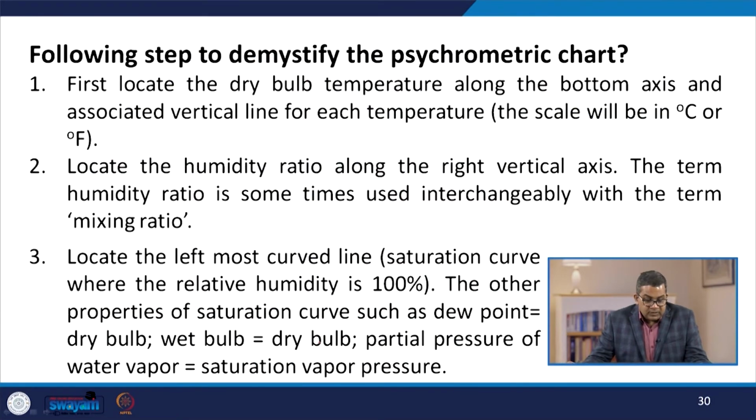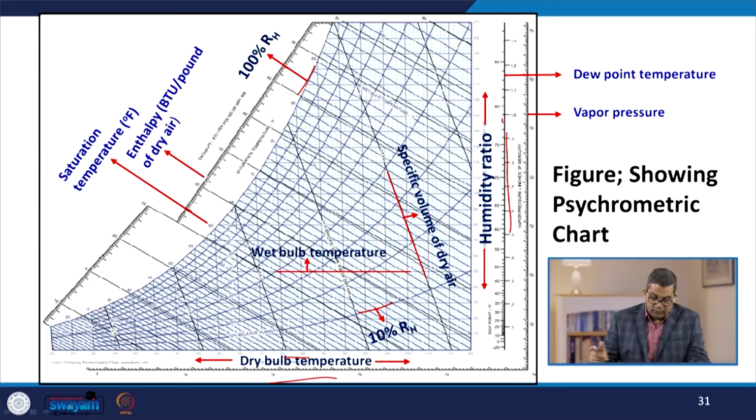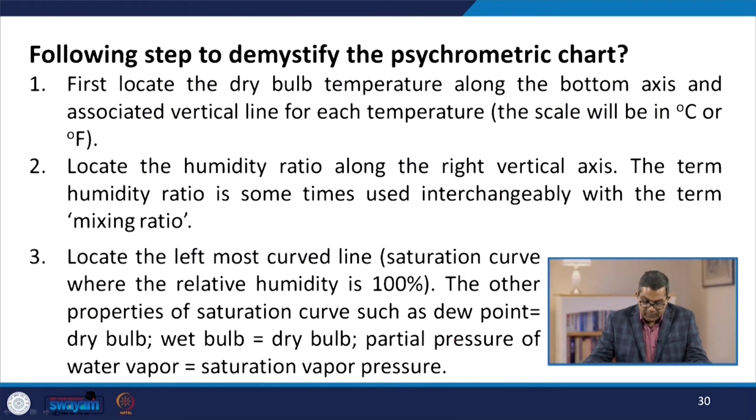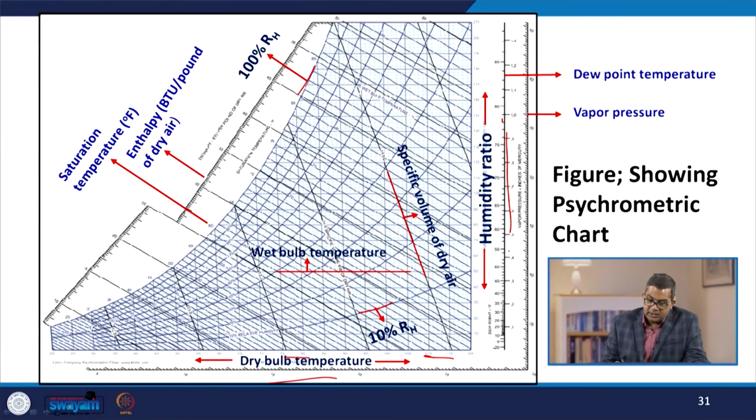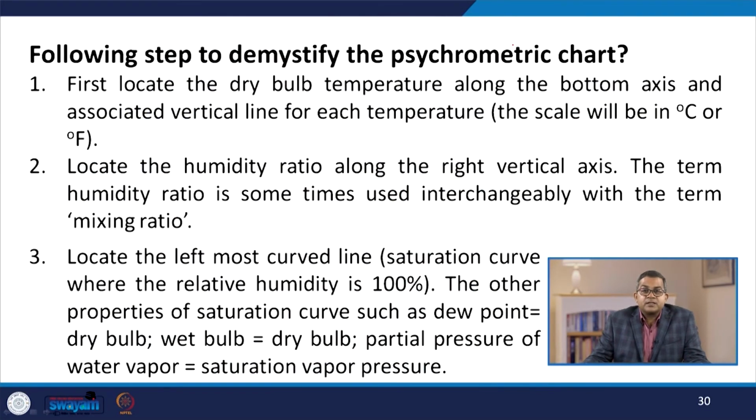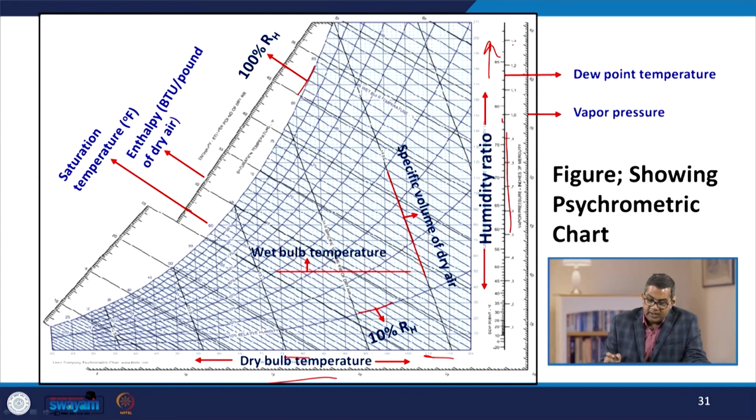Then there are associated vertical lines for each temperature, and the scale will be either in degrees Celsius or in Fahrenheit. So you see that this is attached with the temperature scale. Then locate the humidity ratio along the right vertical axis. Here you see the humidity ratio on the right vertical axis. The term humidity ratio is sometimes used interchangeably with the term mixing ratio, so sometimes it is referred to as the mixing ratio.